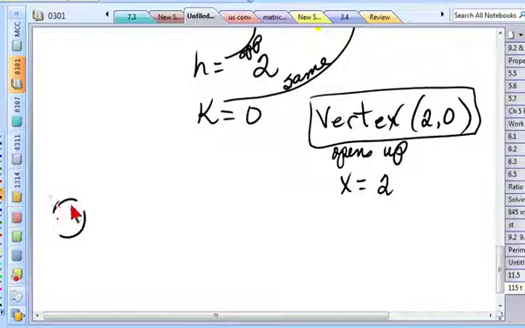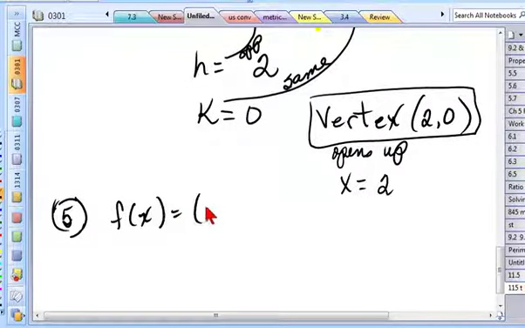Number 4. Whoops, that's for you. Number 5. Number 4 should be like number 3. All right, number 5, it has f of x is equal to x plus 5 quantity squared minus 6.